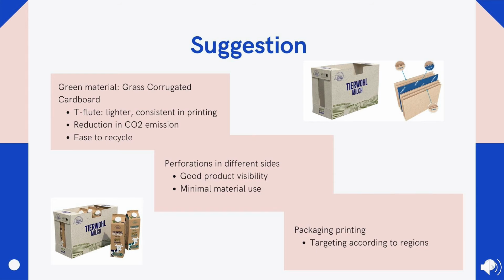Here are some suggestions our group has come up with. The first recommendation is that green material can be used. One prime example is the grass corrugated cardboard. The main feature, T-flute, enhances printing quality compared to the commonly used B-flute, and improves stacking strength compared to the E-flute. It reduces cost due to its lightweight structure. On top of that, it reduces CO2 emission with its sustainability and ease to recycle.